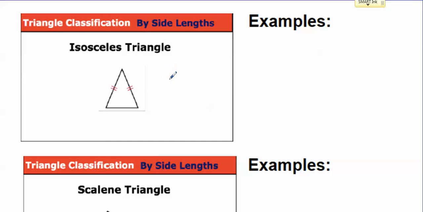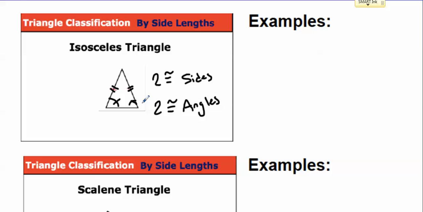Our second definition is isosceles, okay? Isosceles just means that it has 2 congruent sides, as you see pictured here. But that could also be defined as having 2 congruent angles. So either one of these would be a proper definition. So an isosceles either has 2 congruent sides or 2 congruent angles, as shown here.